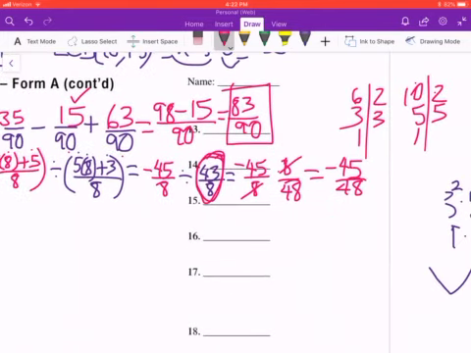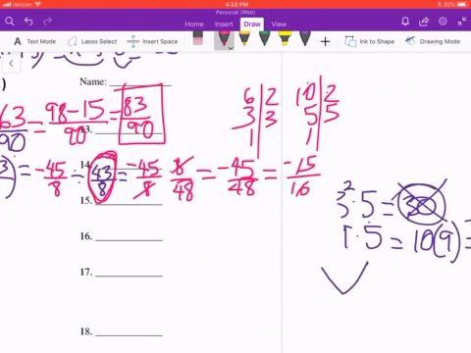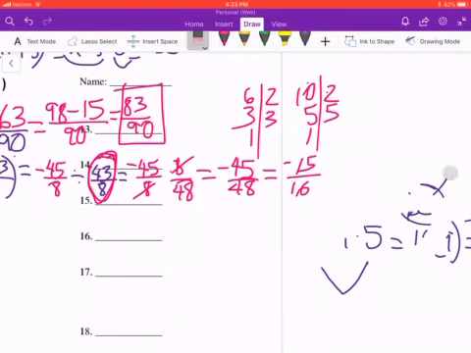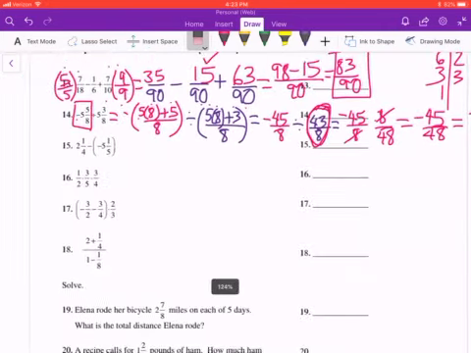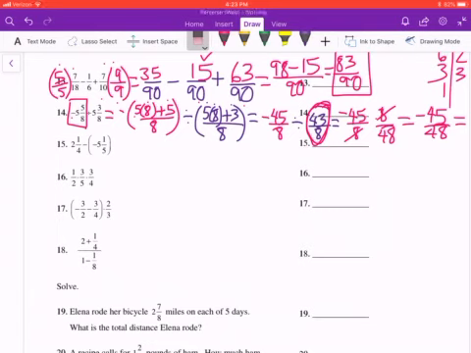And so negative 45 over 48, let's see. If we divide both of them by 3, I know 45 divided by 3 is 15, so I'm going to put negative 15. And then 48 divided by 3 is 16. And I still think it's wrong, but I do not know why. So I'm going to move on to the next one. Maybe you guys could find why.